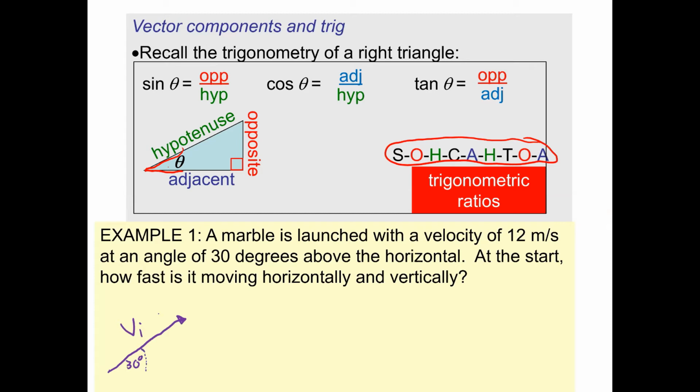And so if I want to know how fast it's moving horizontally, that means I'm going to have to figure out the x component. So one of the things I'm looking for is v sub i in the x direction. And then the other part I'm going to be looking for is the initial velocity in the vertical direction. I can draw that like this, v sub iy. Awesome. Okay, so now let's apply our trigonometry to figure out first the horizontal.